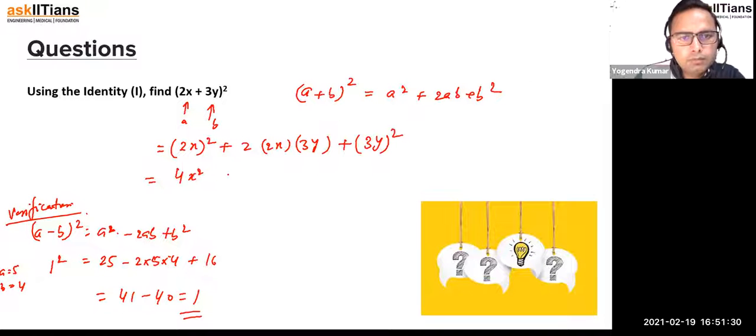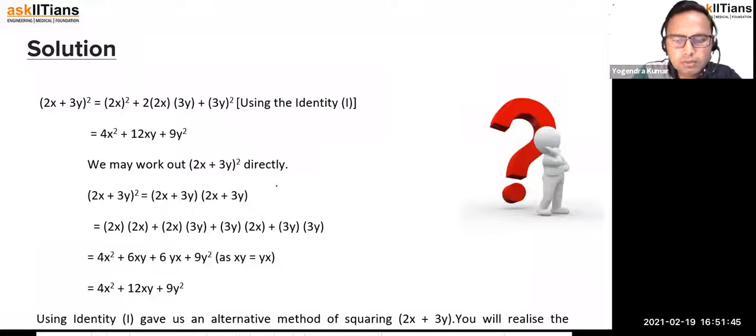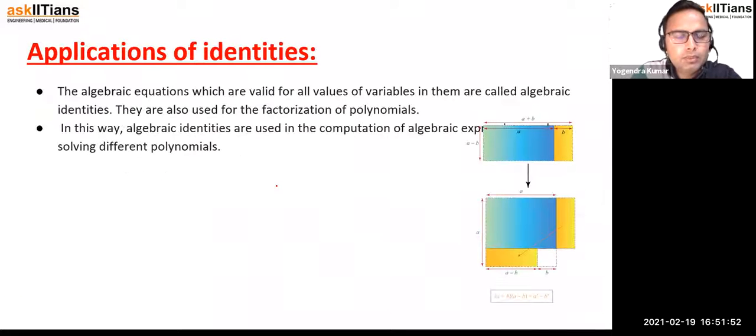So what do we get? 4x². Now here, 4 threes are 12, so 12xy, plus 9y². So this is what we are getting, right? Using the identity, we get this result. You can see this step by step, it is given here. You can verify. Let's come to the next topic.